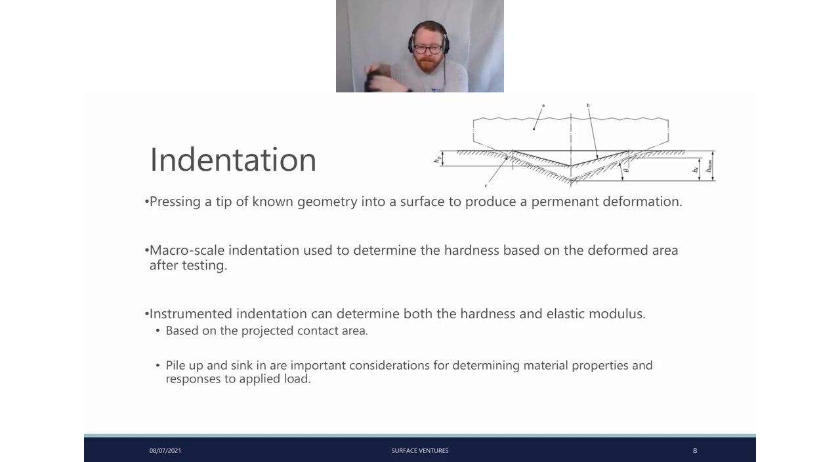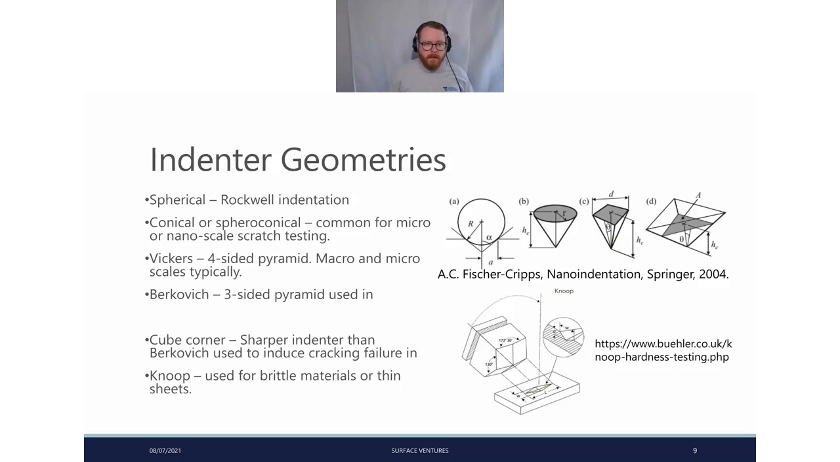And one of the things with nanoindentation is that you can have various different responses to this. You can have pile up and sink in, which can affect your properties. So there are various different types of indenter geometries.